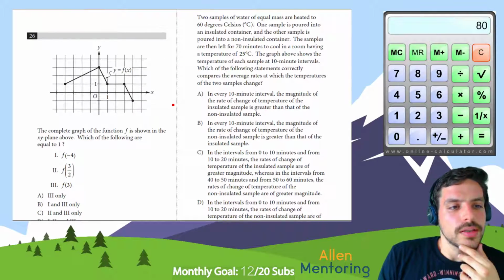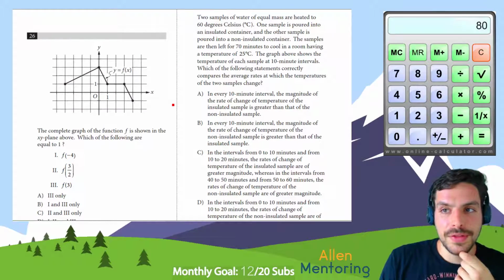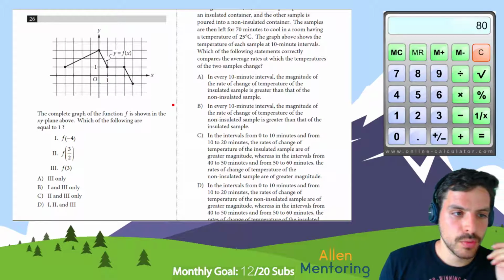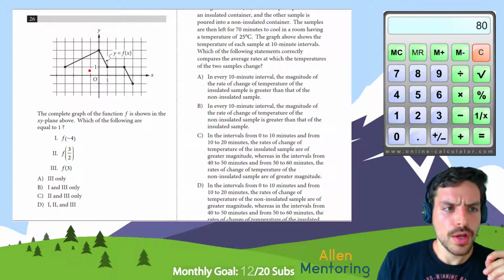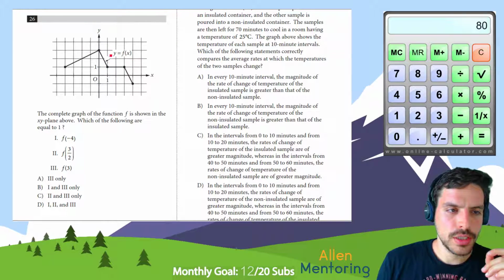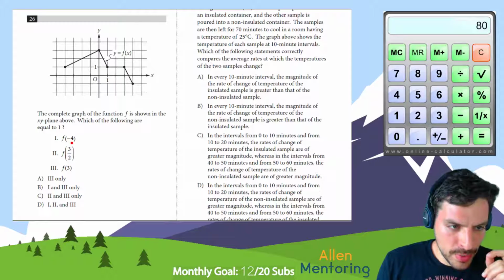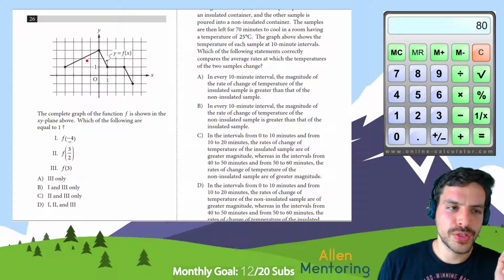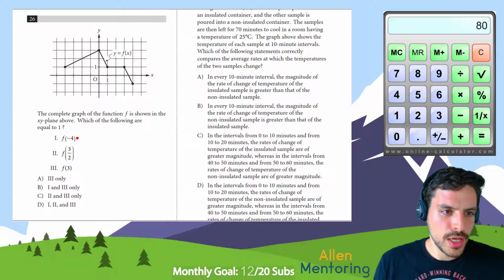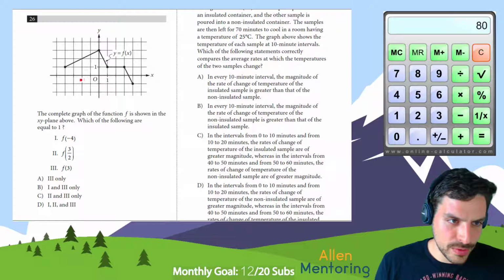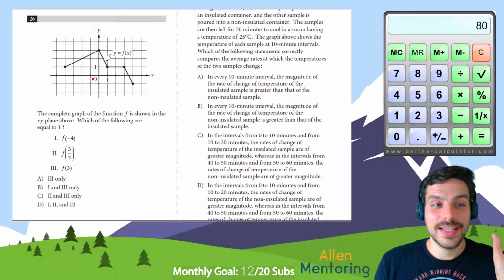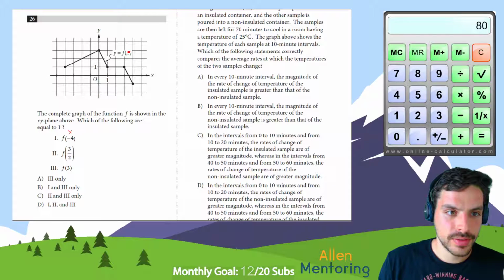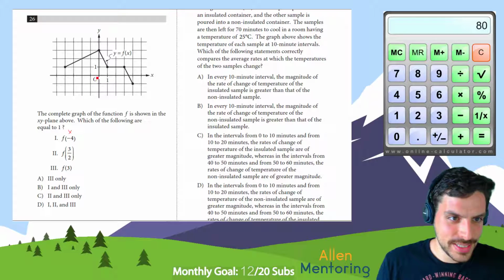26. The complete graph of the function f is shown in the xy plane above. Which of the following are equal to 1? So what is equal to 1? So if you see function problems like this, usually, or actually always, the number inside the parentheses refers to the x coordinate. So f of negative 4, we look for where x is negative 4. It's f of x. So where is x negative 4?